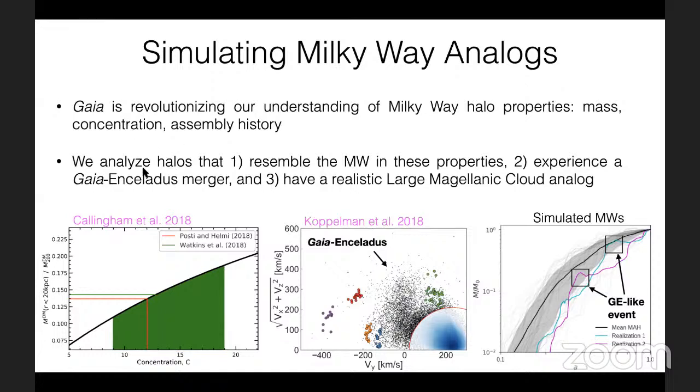And so we choose halos that match the Milky Way in all of these properties. They are consistent with measurements of its mass and concentration. They experience one of these Gaia Enceladus-like mergers, as you can see in this mass accretion history plot here. And importantly, they also have large Magellanic Cloud-like systems that are chosen to match the real LMC system. So I'm going to show you a movie of this. Hopefully it runs smoothly. Sometimes this can be a little choppy over Zoom.